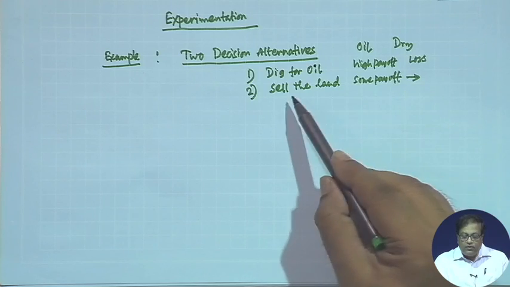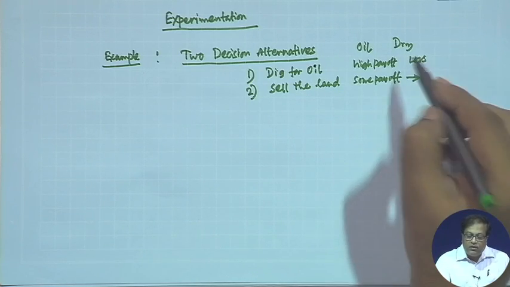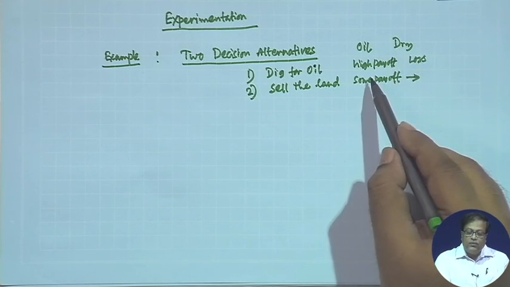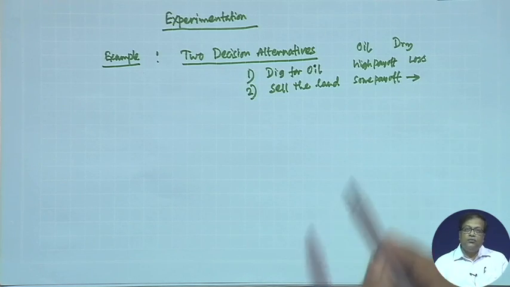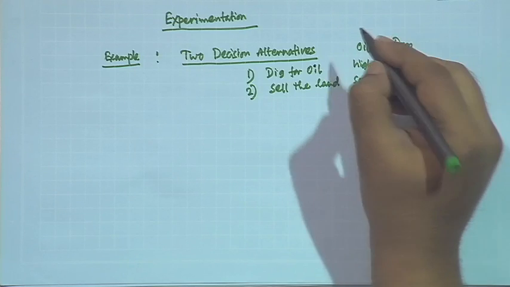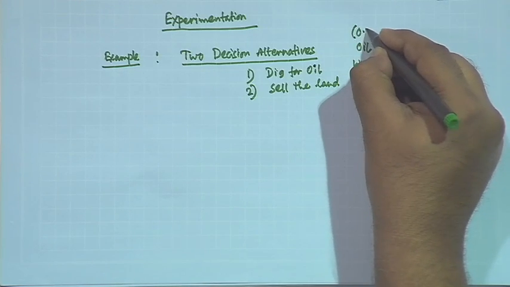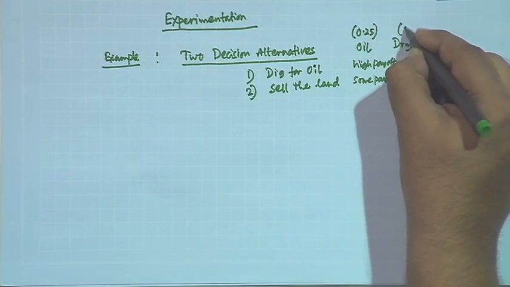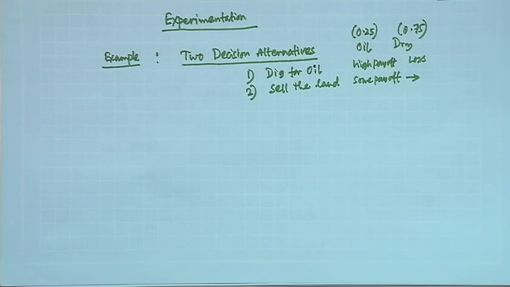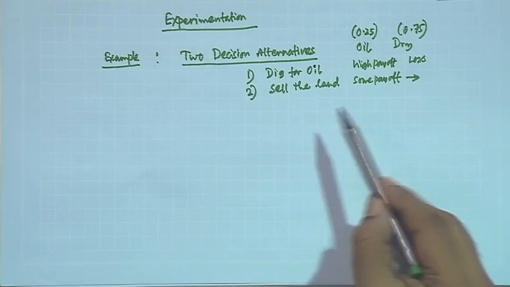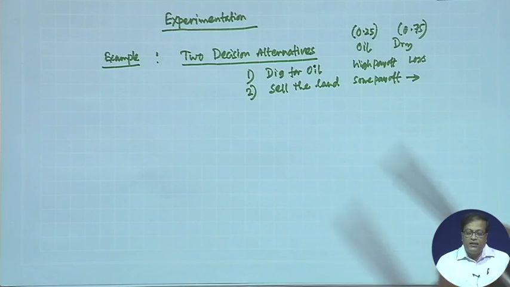Obviously, if you dig for oil, it is a kind of fortune hunting, because it could be a high payoff or it could be dry, and obviously the probability for the oil would be on the lower side, something like 0.25, whereas the dry probability could be as high as 75%. Now, on the face of it, if you make a decision problem calculation, then you might get that the best decision could be to sell the land.